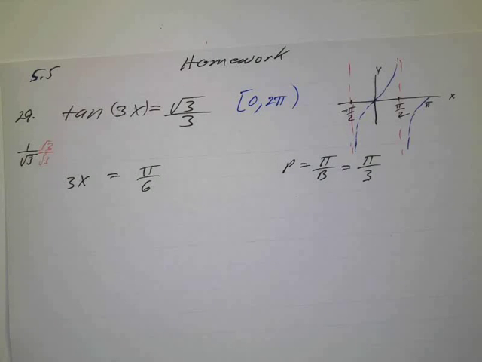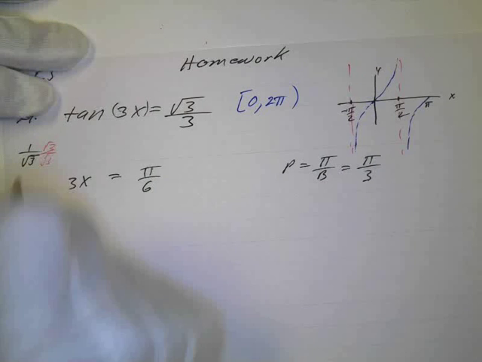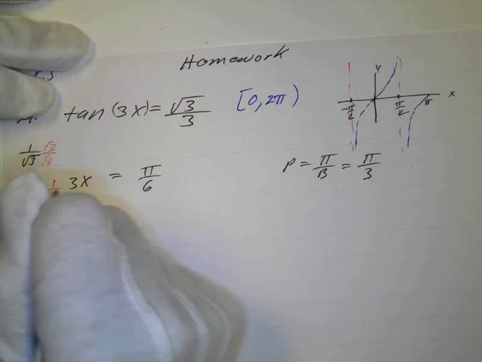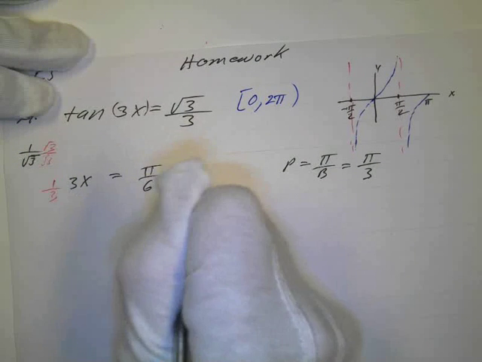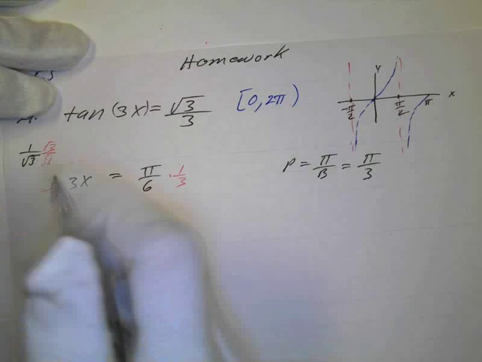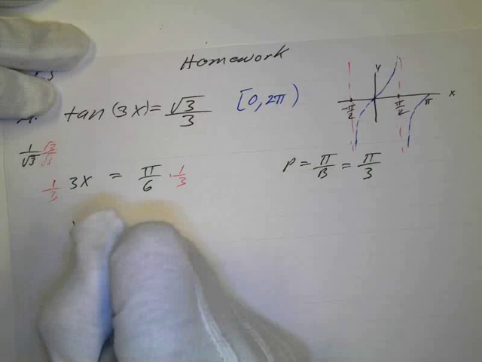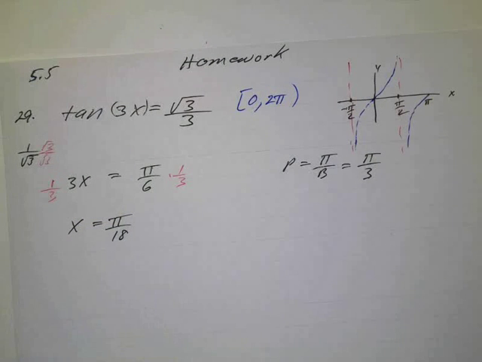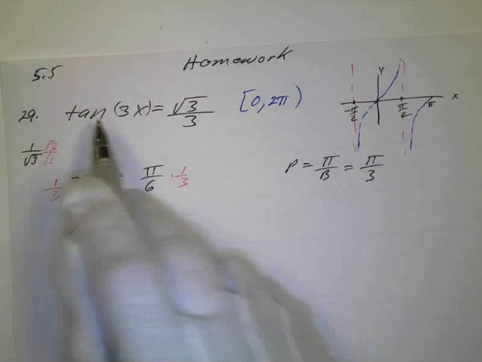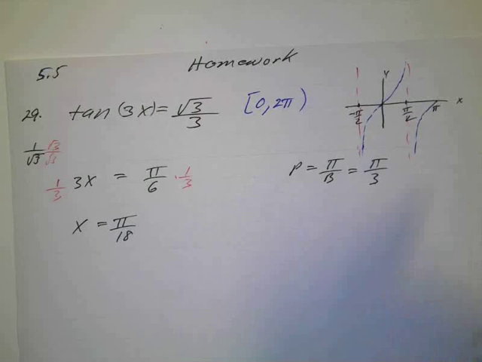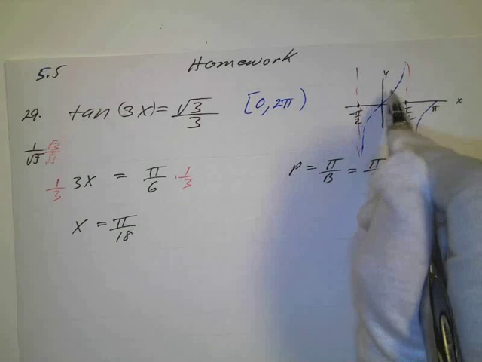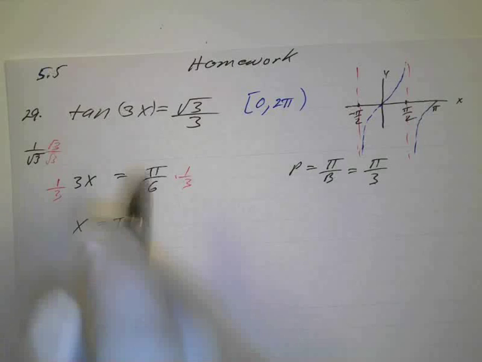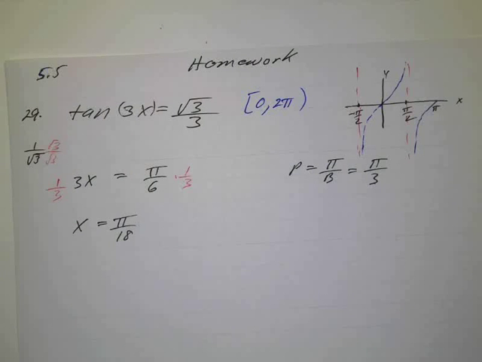But that's 3x, so I want to find out what 1x is, so I'll multiply by 1/3. It's a little bit easier way to do it. And I end up with x equals pi over 18. Okay? So that's my first solution for this: the value of x is pi over 18. In other words, it's pi over 18, and the tangent of it is equal to the square root of 3 over 3.